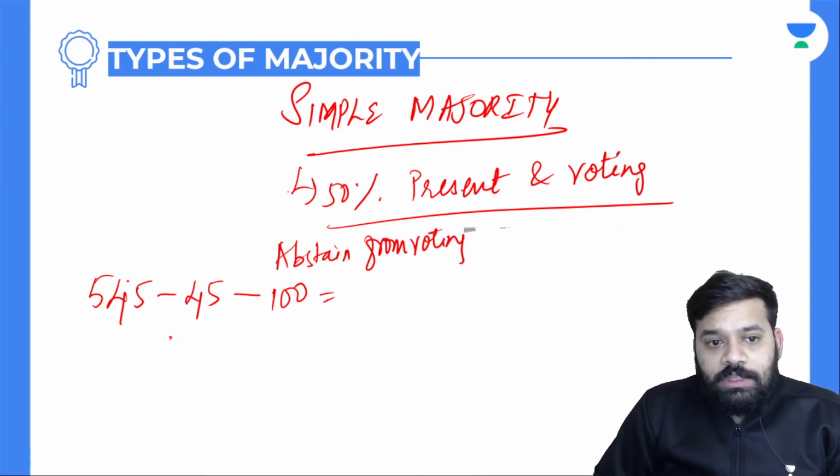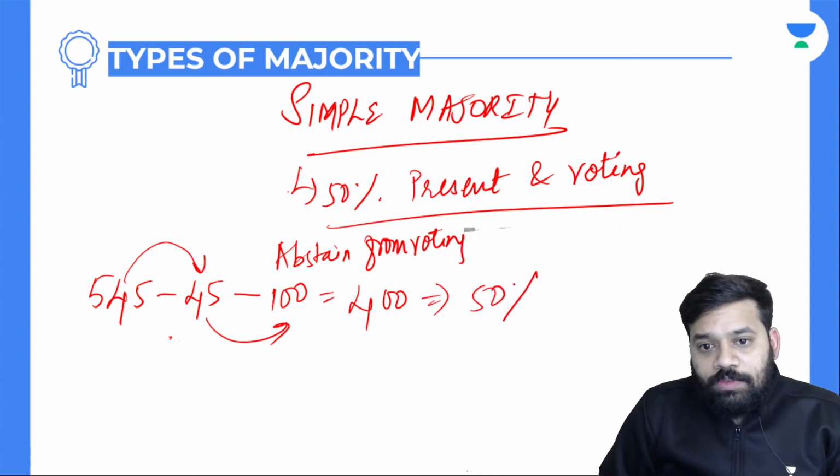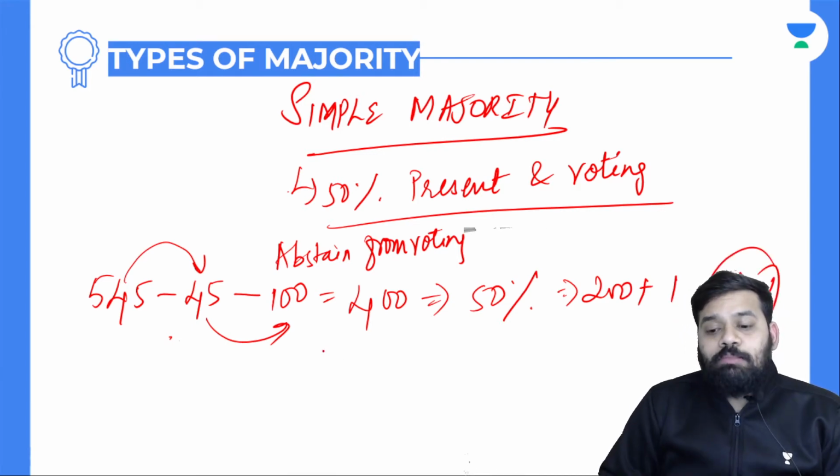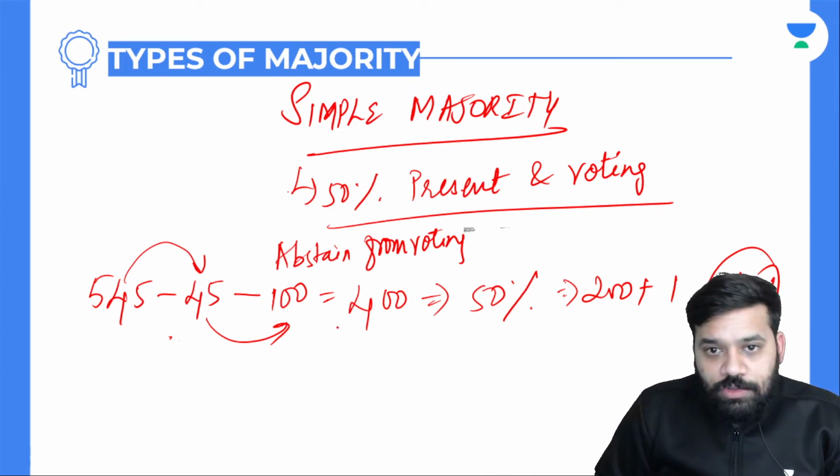So what is going to be in 545? Subtract 45, it's going to be 500. Out of that, you subtract the 100 as well, so it's going to be 400. Out of this 400, what is 50%? It is going to be 200 plus 1. So 201 is the simple majority that is required. So I hope you understood simple majority.